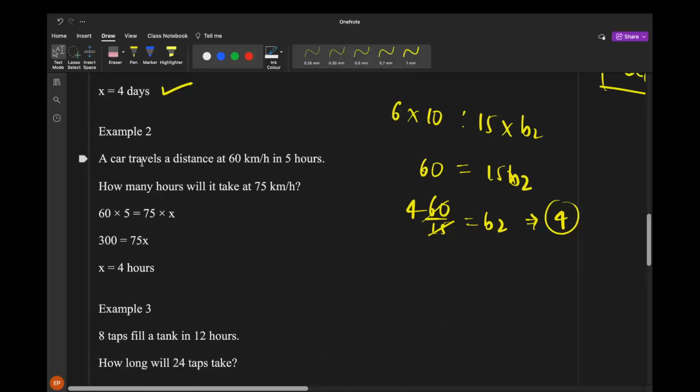Here also, a car travels a distance at 60 km per hour in 5 hours. How many hours will it take at 75 km per hour? So 60 km per hour is the speed, and it takes 5 hours. Then 75 km per hour will take how many hours? Multiply 60 into 5, which is 300. 75 into x is 75x. If you take 75 to the denominator, it gives us 4. Like this we have to solve. If one quantity is increasing and the other quantity is decreasing, then we use this method.